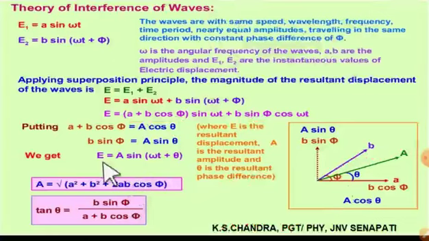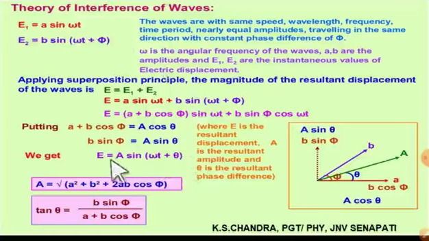So this resultant displacement E, the displacement of the resultant wave, is coming out as a sine function again. That means after superposition, the resultant wave will be sinusoidal again. It will be acting just like a progressive light wave. And this theta is the phase difference between the resultant wave and the first light wave.